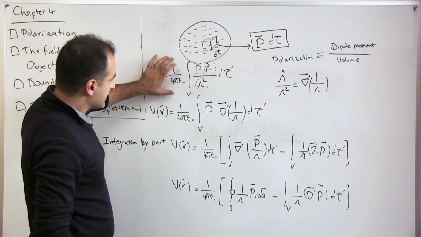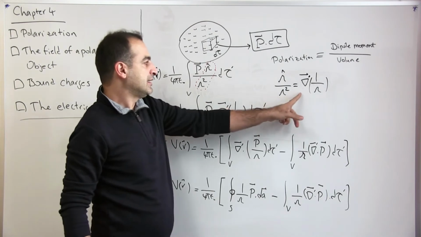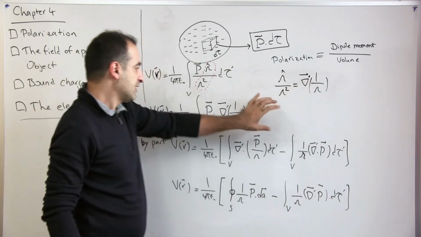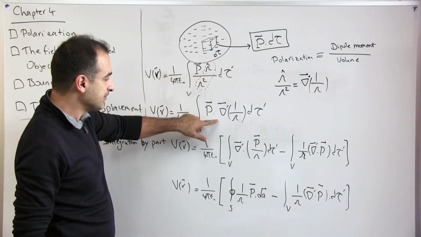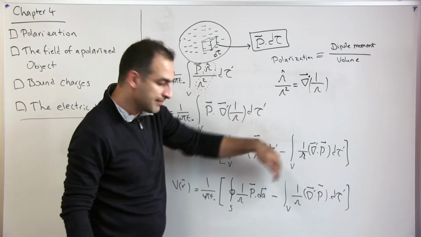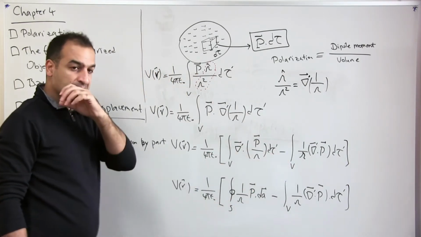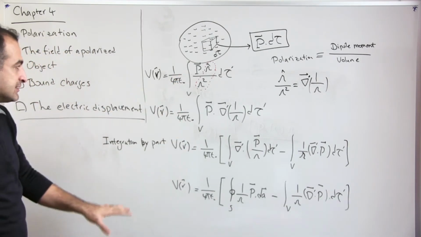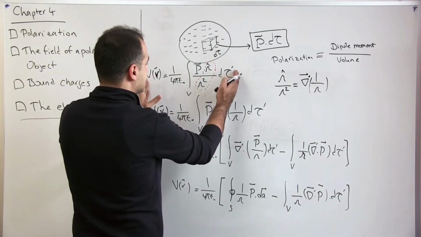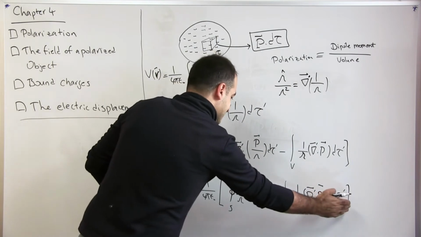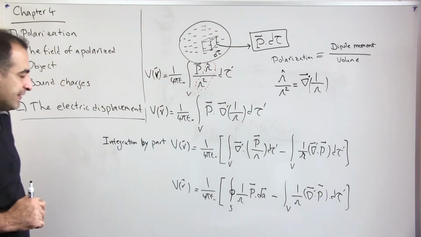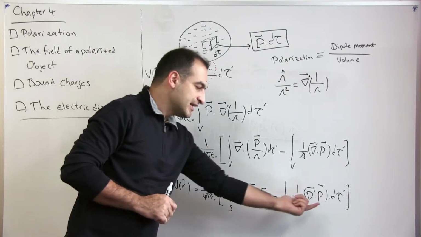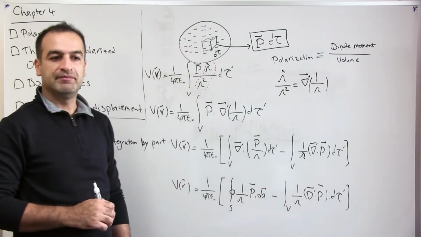I started from here, where I used the gradient of 1 over r. I made it into this integral, which doesn't look easier than this, but it helped me use integration by parts and separate these two. And there's a reason I did all these things and moved from this simple-looking integral to this rather more messy-looking one. The reason is that the terms here have very specific physical meaning.